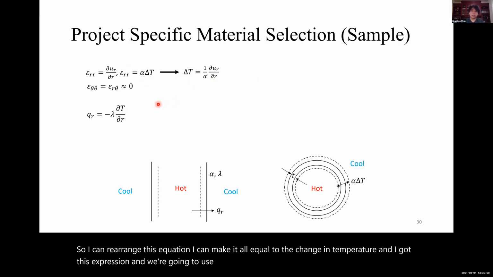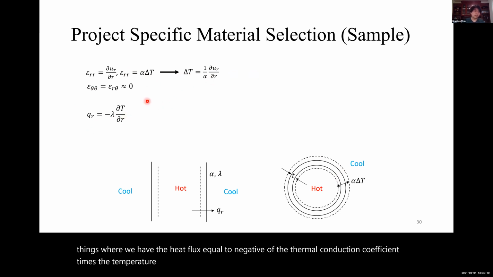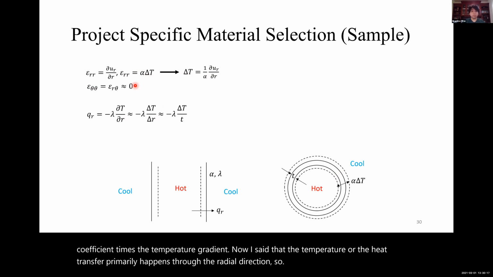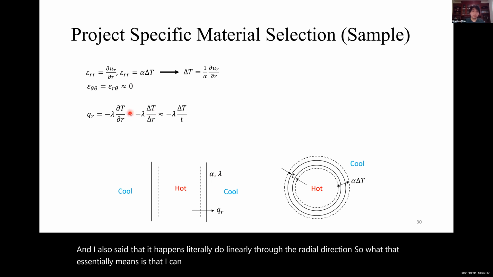Now we work on the heat transfer side of things, where the heat flux is equal to the negative of the thermal conduction coefficient times the temperature gradient. I said that the heat transfer primarily happens in the radial direction, and I also said that it happens linearly through the radial direction. What that essentially means is that I can approximate the temperature gradient as the change in temperature across the wall thickness divided by the change in radius.